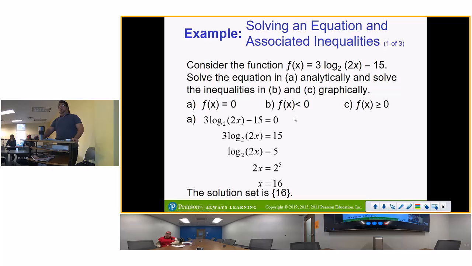Bring the 15 over, divide by 3, log of 2x. What'd they do here? Somebody tell me what they did between this spot and this spot. Starts with a D. Definition of a logarithm. Definition of a logarithm. Right here.